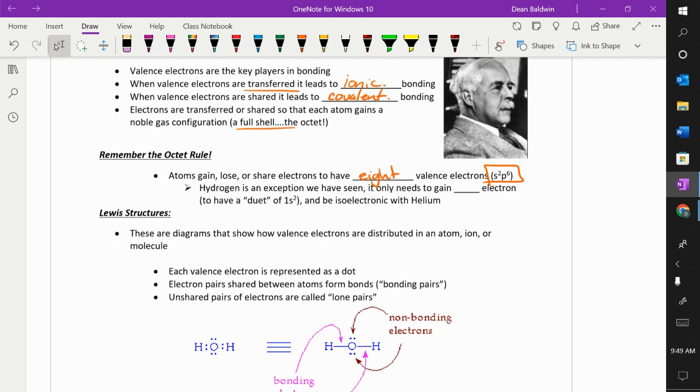Hydrogen is an exception because it only has an s orbital. So it only needs to gain 1 electron to form 1s2, and then it's like helium.